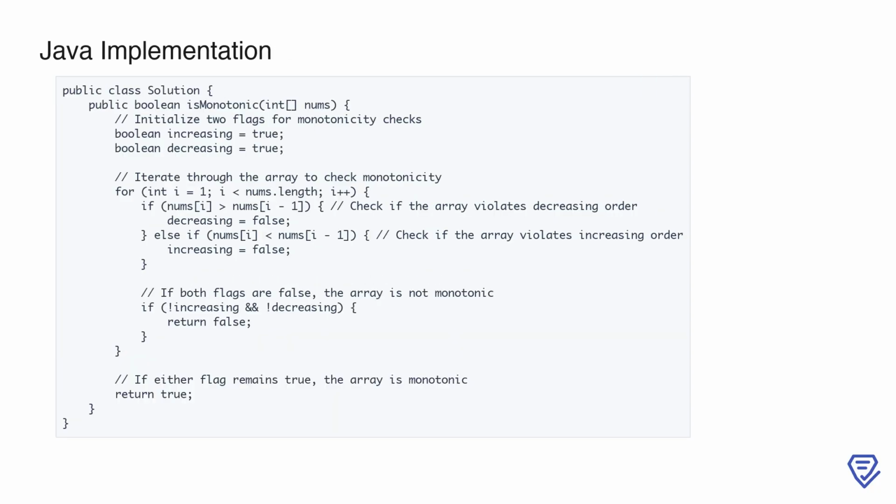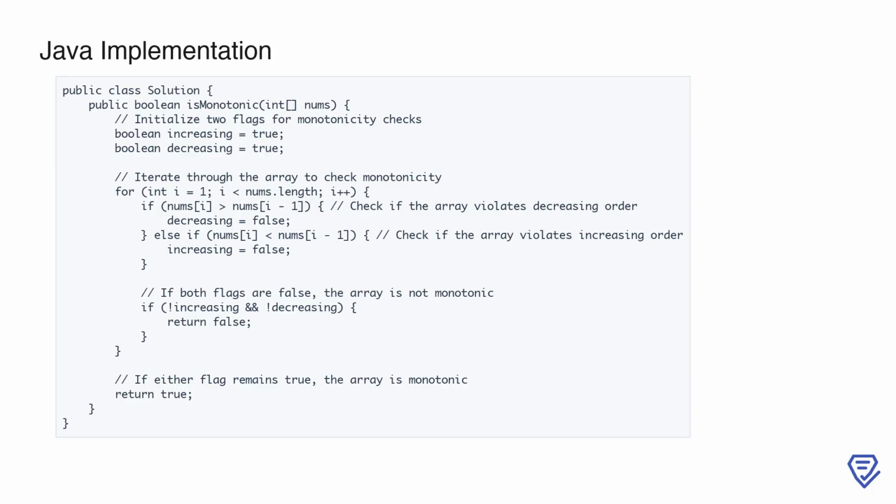This is the Java implementation of the monotonic array problem. The logic mirrors the Python solution, using two flags, increasing and decreasing, to check the array's monotonicity. The method iterates through the array, comparing adjacent elements to update the flags. If both flags become false, the method returns false immediately. If either flag remains true after the loop, the array is monotonic.